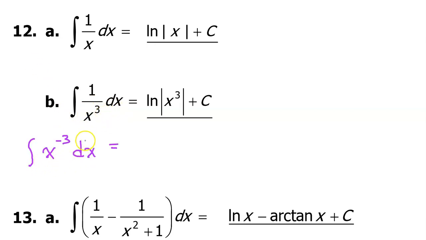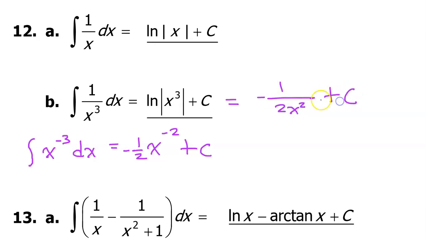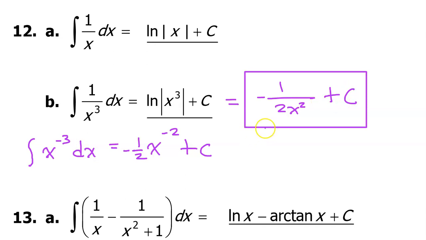Let's start by rewriting the problem as the integral of x to the negative 3 power dx. Now we can use the power rule of integration. So here's my x. I am increasing the exponent by 1, so I will have negative 2. Now I must divide by my new exponent, so I get negative 1/2. And then I have the plus c. So I think I'll go ahead and write my final answer now. So I will write negative 1 over 2x squared plus c. So this is the correct answer for part B.